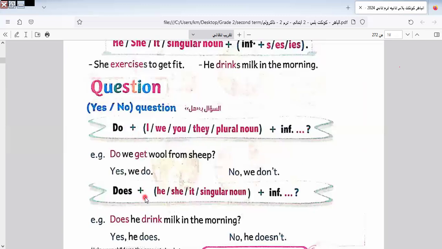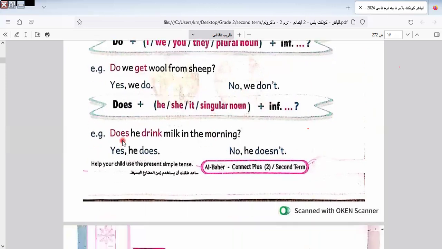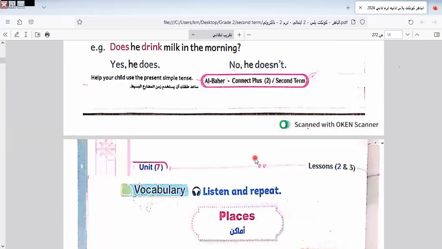Here we have do and does. We use do with the pronouns I, we, you, they, and plural nouns. We use does with singular. I will give you examples to practice this rule. Do we get wool from sheep? Yes, we do, or no, we don't. Does he drink milk in the morning? Yes, he does, or no, he doesn't.